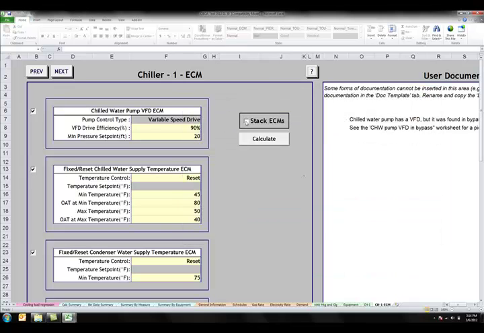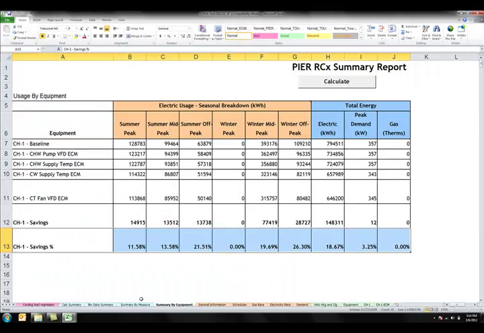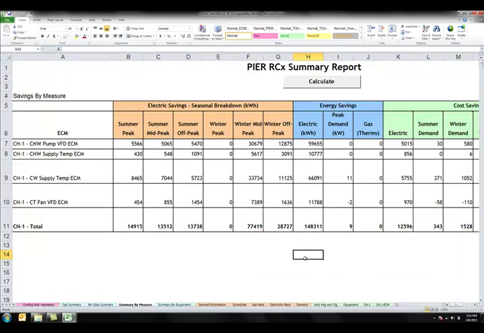So let's check this box here to stack the measures and recalculate the savings. It's good to stack measures in order to help minimize double counting of savings and to give a better overall picture of the total savings. So returning to the Summary by Measure worksheet, now the estimated savings is about 148,000 kilowatt hours, which is slightly less than the non-stacked savings of 150,000, and also the demand savings drops from 18 kW to 9 kW from non-stacked to stacked.